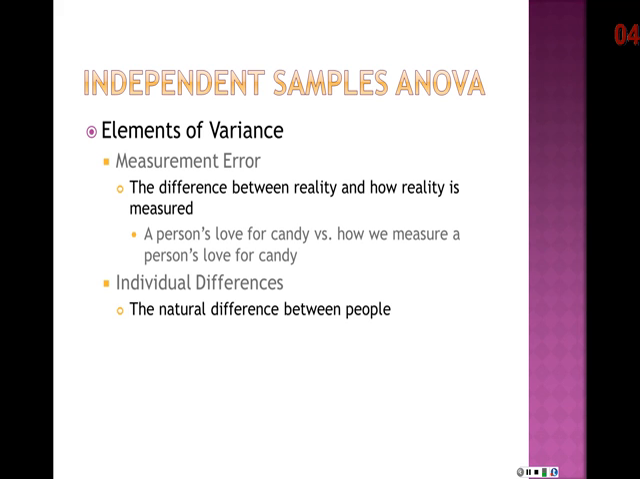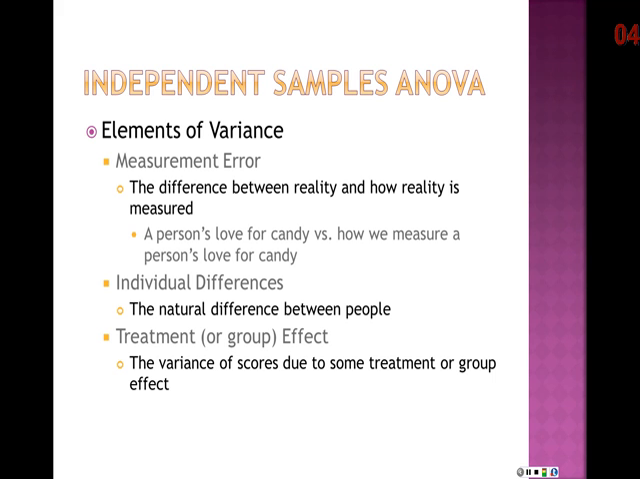Individual differences, that's simply the natural difference between people. People's differences in the extent to which they love candy, right? That's a natural sort of individual difference. And then finally we have the treatment or group effect. And that's the variance of scores due to some treatment group or group effect, right? So you being part of some specific group will affect your love for candy, for example.